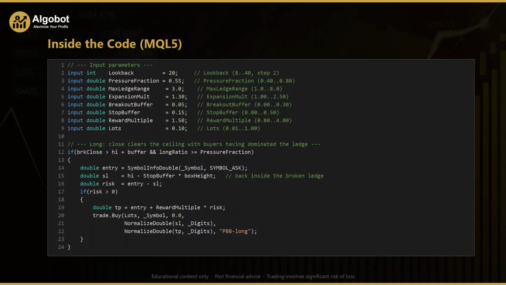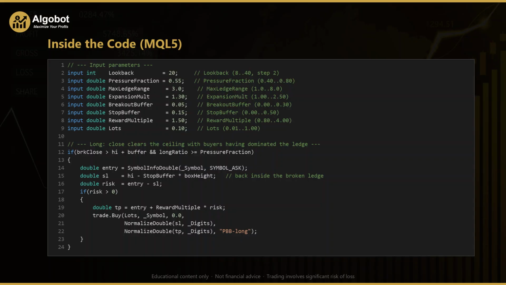At the top are the input parameters. Lookback sets how many bars form the consolidation ledge. A larger value asks for a longer, more established base. Pressure fraction is the share of ledge bars that must close on the breakout side, so raising it demands more one-sided conviction before a signal. Max ledge range is the tightness gate. A smaller number insists on a flatter, more compact band.